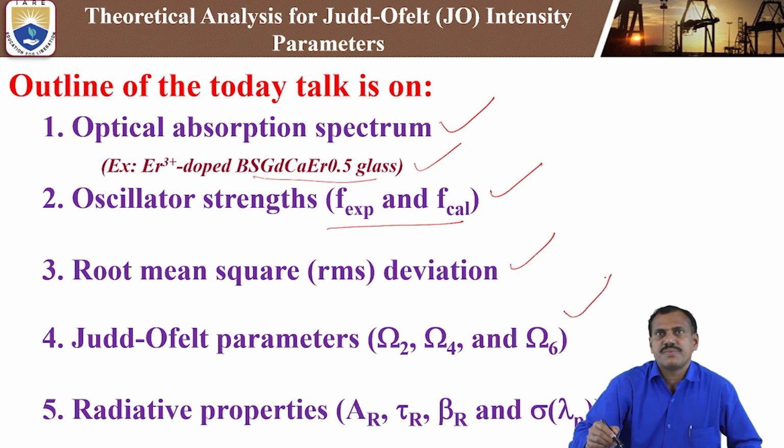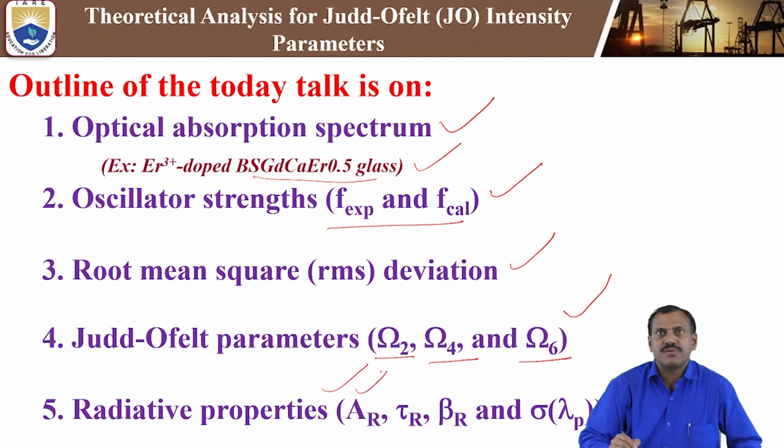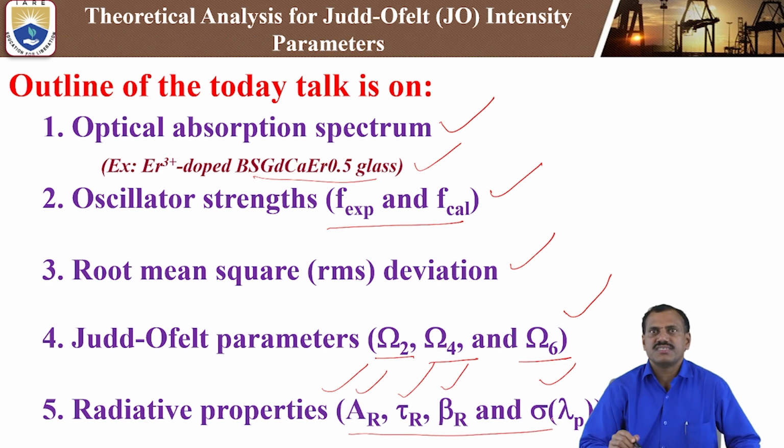Next, the Judd-Ofelt intensity parameters are importantly three parameters: omega 2, omega 4 and omega 6. Judd and Ofelt, both scientists, derived the theoretical model to study the intensity parameters using the erbium-doped absorption spectra. From the absorption spectra data only, we are going to calculate the Judd-Ofelt intensity parameters omega 2, omega 4 and omega 6. Finally, we are going to discuss the radiative properties: radiative probability, radiative lifetime, branching ratios and stimulated emission cross section. These four important parameters come from the radiative properties, and we study them using the Judd-Ofelt intensity parameters.